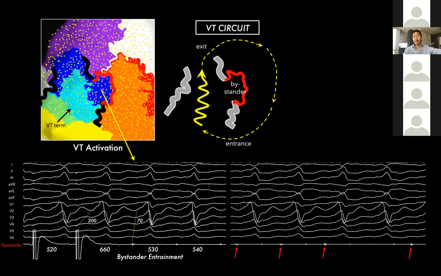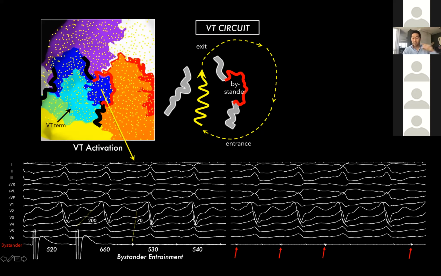And then more interestingly, and more proof that this is a bystander site by activation. Many people will say, well, you can't use activation mapping to tell bystander. Well, here you can see that the blue does not propagate all the way out to the purple. So you can actually see where there's discontinuous isochronal activation, that there actually is a bystander by just activation alone.